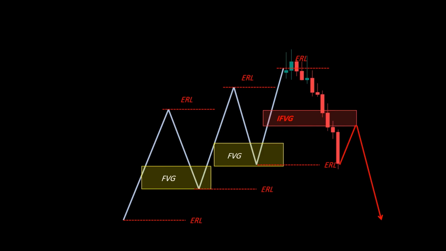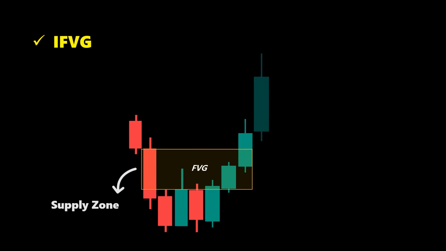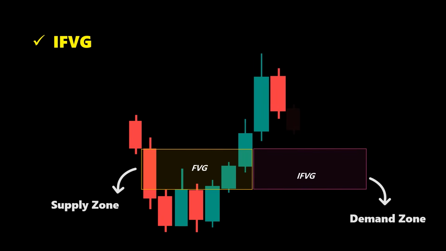Let's do a quick recap of the inverse fair value gap so you know exactly how to use it when the opportunity shows up. Whenever price breaks clean through a key supply or demand zone without showing any respect, that zone flips its role. A demand zone can turn into supply, and supply into demand. The same concept applies to fair value gaps. For example, when price cuts right through a bullish fair value gap without pausing, rejecting, or bouncing, that gap is no longer acting as support. It flips and becomes an inverse fair value gap, now more likely to behave as resistance.